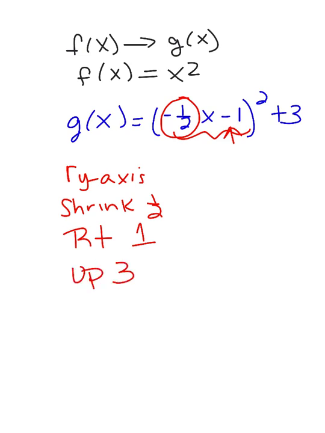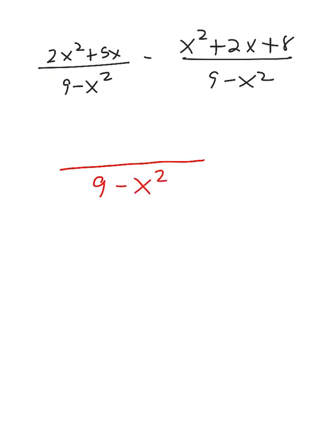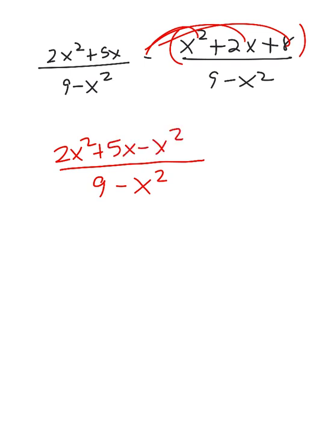Okay, so let's take a look at 5. Five is to perform the indicated operation. So we have (2x squared plus 5x) over (9 minus x squared) minus (x squared plus 2x plus 18) over (9 minus x squared). I'm subtracting fractions. The denominators are the same, which is good. So I know my denominator is going to be 9 minus x squared. You have to be careful because we are subtracting, so you have to make sure you distribute. In the first fraction, I'll have 2x squared plus 5x minus x squared, distributing the negative, minus 2x minus 8.